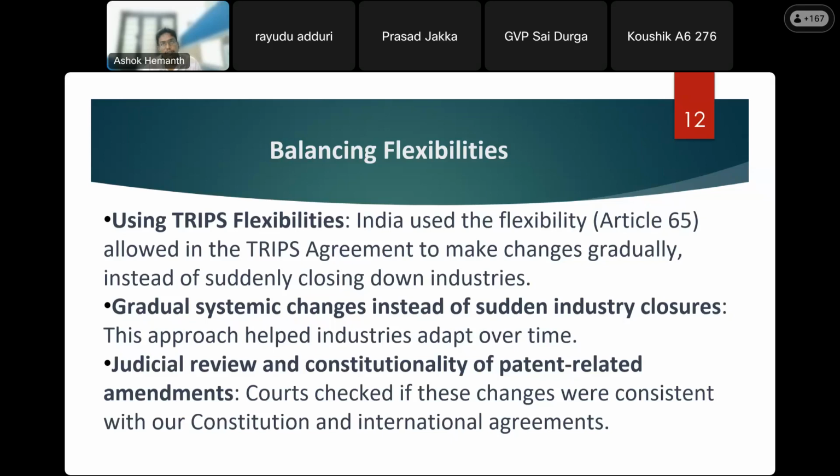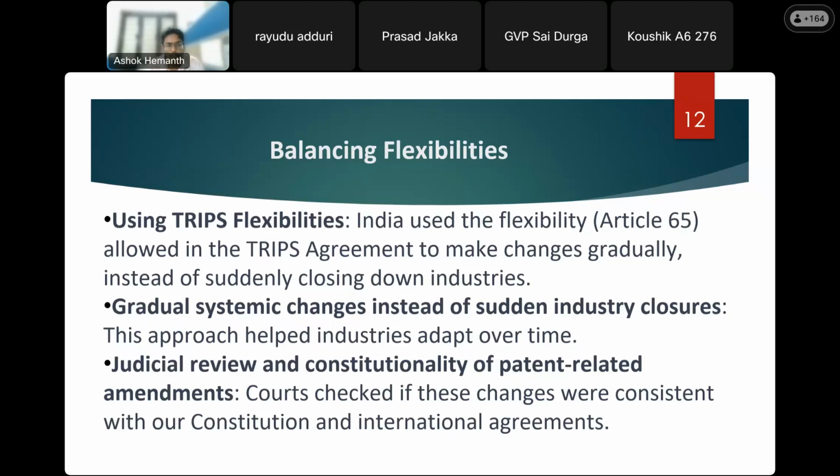That's the reason, though minimum standards that everybody has to follow are prescribed through the TRIPS agreement, which we inculcate in our act, we can still inculcate flexibility, which the TRIPS agreement also gives. So in the flexibilities area, we can modify our act.